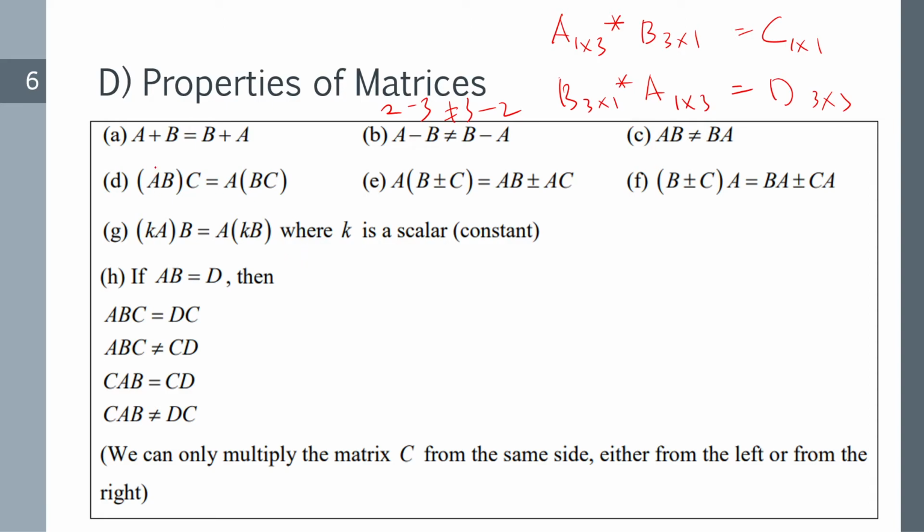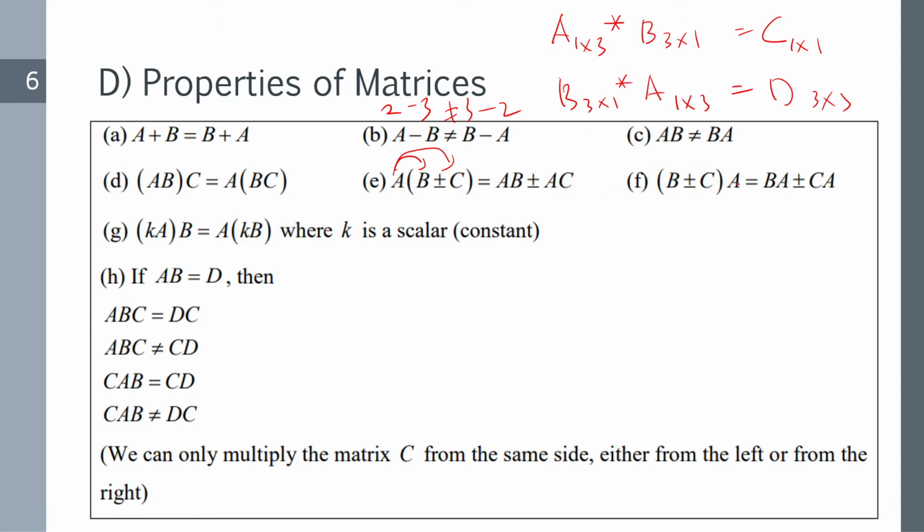But for the associative property, if you want to multiply A multiplied by B first, and then multiply AB by C, or you multiply BC first, then multiply with A, it doesn't matter, as long as you don't change the sequence, okay? And for the distributive property, A times B plus A times C, this one is still applicable.